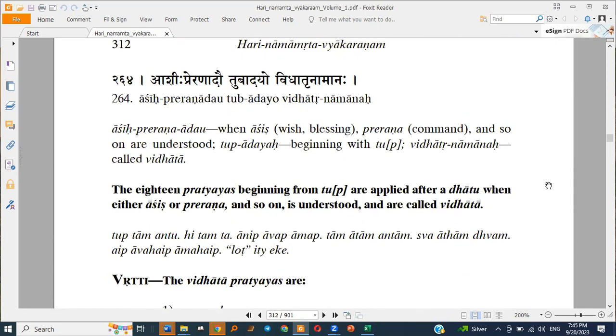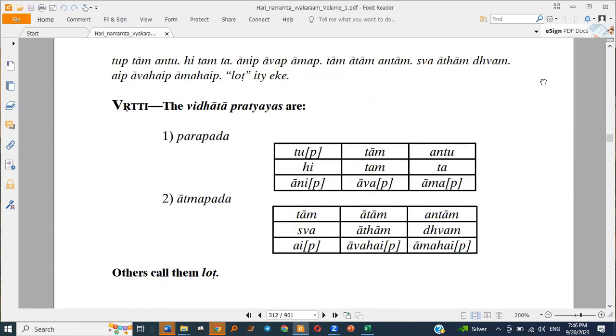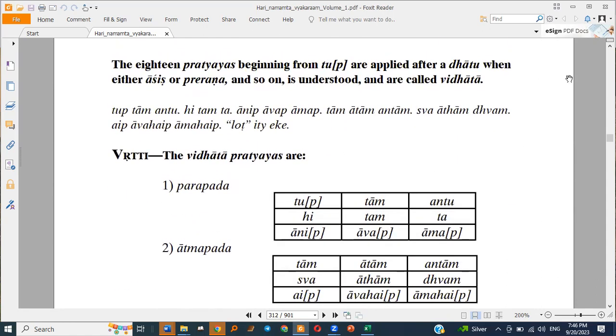Then the next set of pratyayas are Ashihi Preranada Utubadayo Vidharthi Namana. The 18 pratyayas beginning from Tup are applied after dhatu when either Ashish or Prerana and so on is understood, and are called Vidhata.